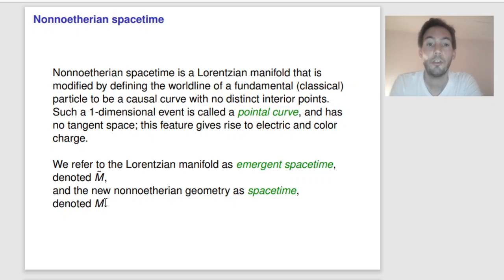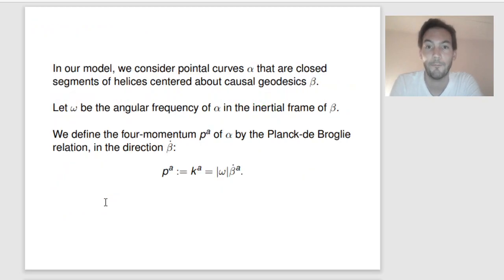We refer to the Lorentzian manifold as emergent spacetime, denoted M tilde, in the new nonnoetherian geometry as spacetime, denoted M. In our model, we consider pointable curves alpha that are closed segments of helices centered about causal geodesics beta. Let omega be the angular frequency of alpha in the inertial frame of beta. We define the form momentum p of alpha by the Planck-de Broglie relation in the direction of beta dot, as shown here.